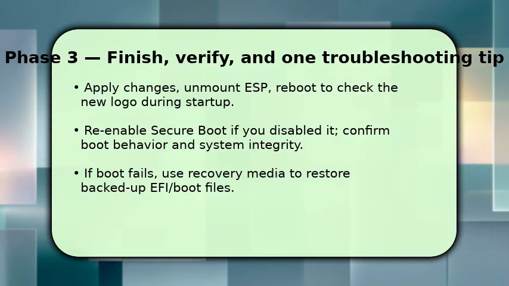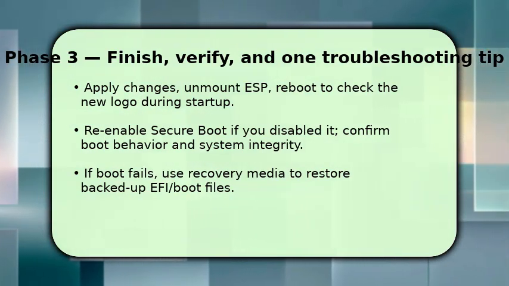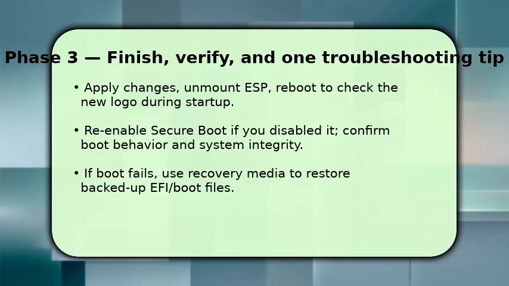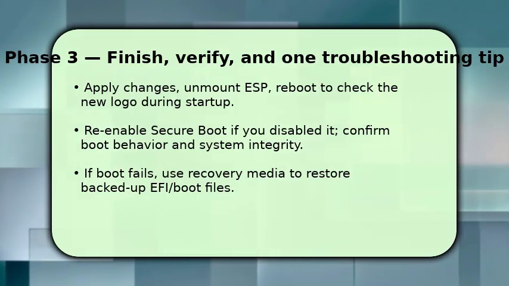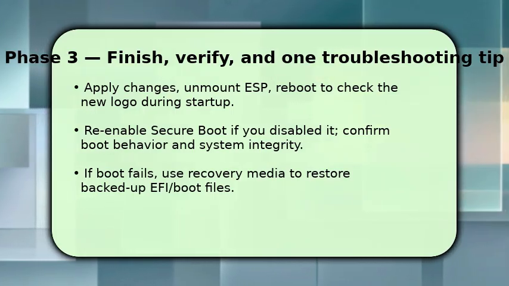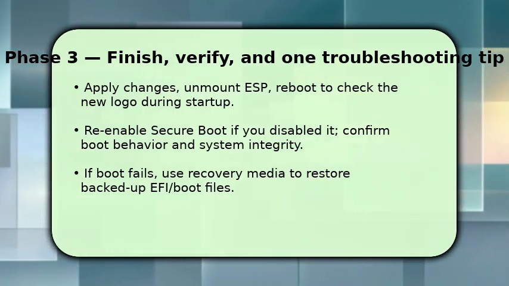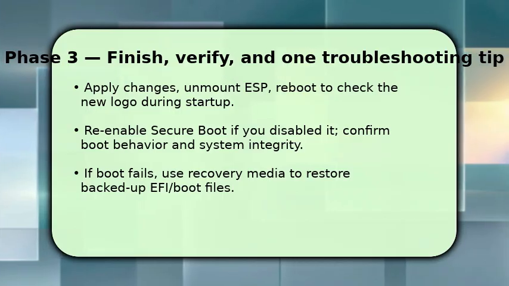You're ready to finalize. Apply the changes using the tool's commit function, unmount the EFI partition, then reboot. Observe the startup sequence. If the new logo appears, re-enter UEFI and re-enable Secure Boot if you had disabled it. Make sure Windows starts cleanly and check Event Viewer for any boot errors.